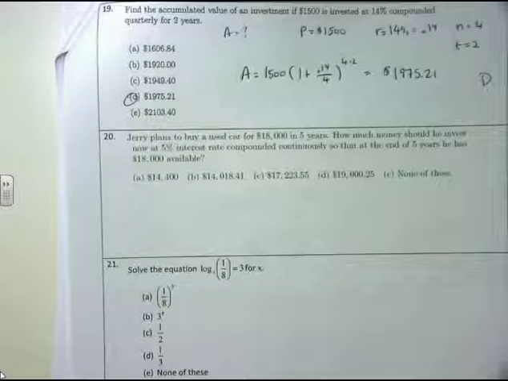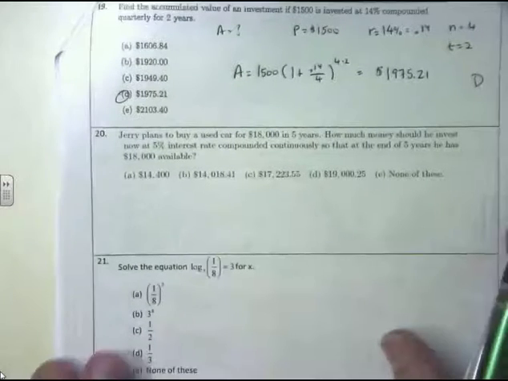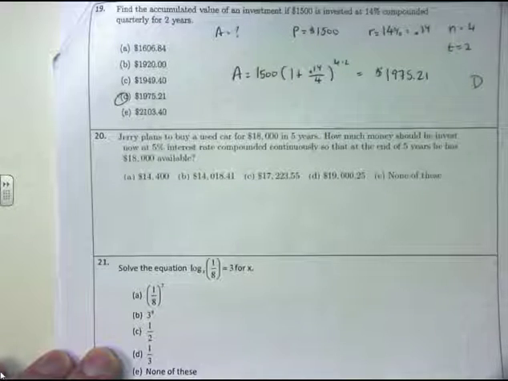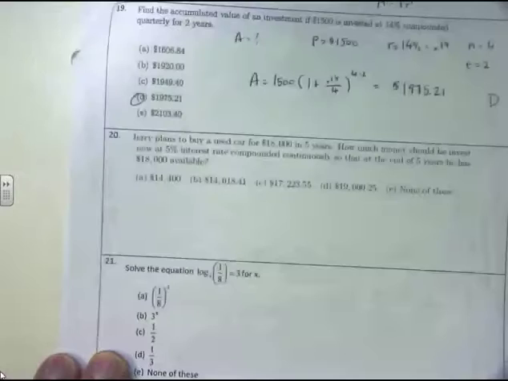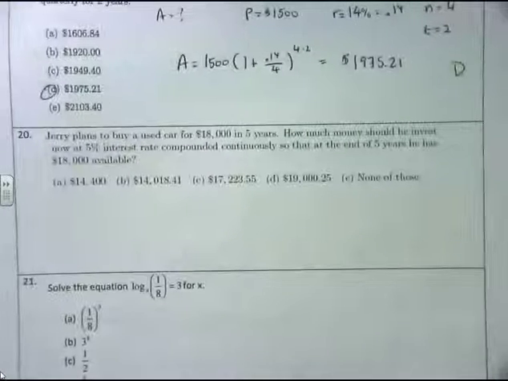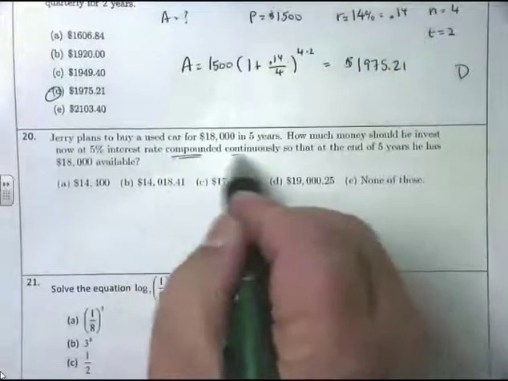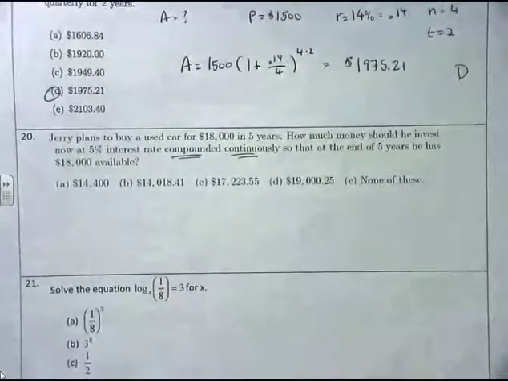A similar problem here is this. Jerry plans to buy a used car for $18,000 in 5 years. How much money should you invest now at 5%? Let me blow this up so you guys can see this a little better. 5%, compounded continuously. There it is right there. Compounded continuously. So at the end of 5 years, he would have $18,000.